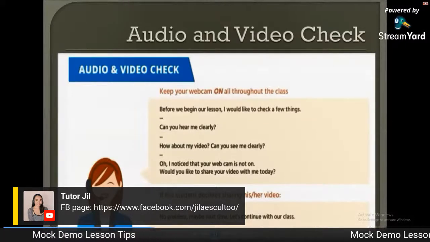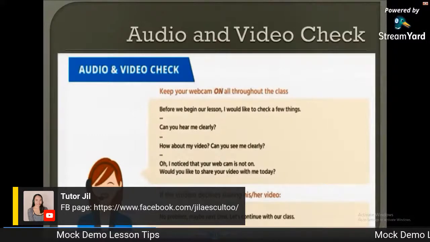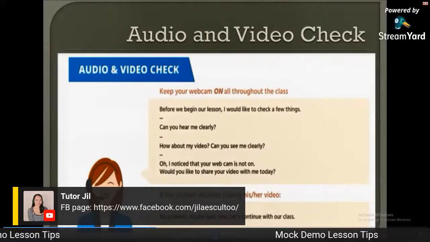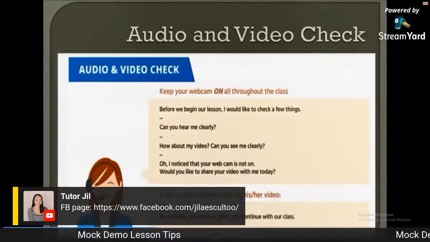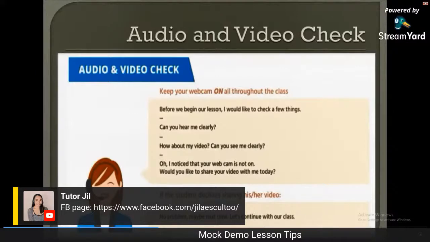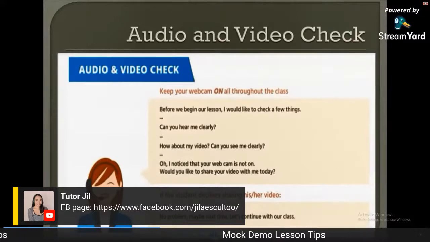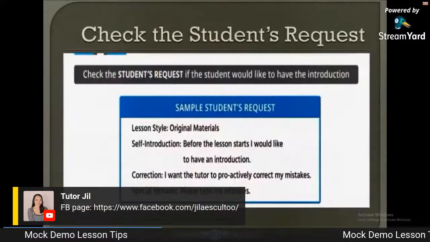So, teachers, please be reminded that during your actual demo lesson, the evaluator's camera is turned off, because they are not a real student. They are just pretending to be a student. That's why their camera is off. So just assume that they are a real student. You can say, oh, no problem, maybe next time. So let's continue with our class.